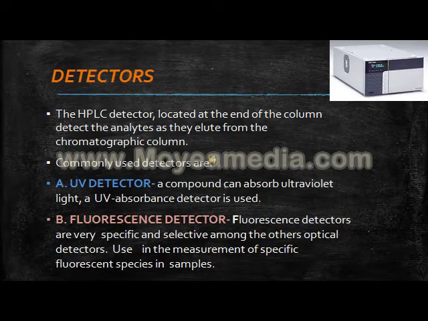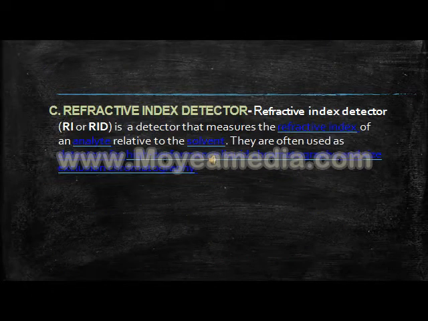The detector. The HPLC has two types of detector. It can be a UV detector or a fluorescence detector depending upon the compound which is going to be analyzed. Another type of detector is the refractive index detector, or the RI or the RID. It measures the refractive index of the analyte relative to the solvent. As you all know, the refractive index is a relation, so it has no unit. They are often used as detectors for high pressure liquid chromatography and size exclusion chromatography.